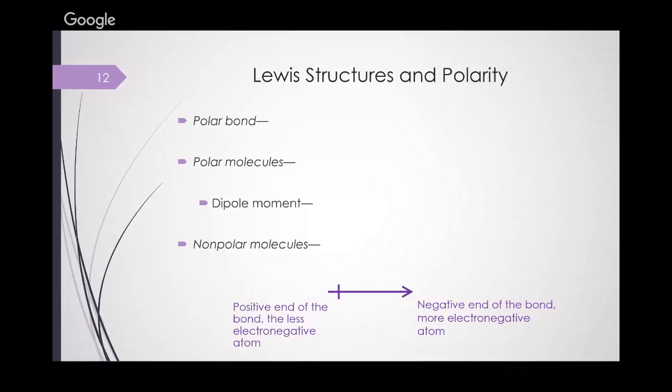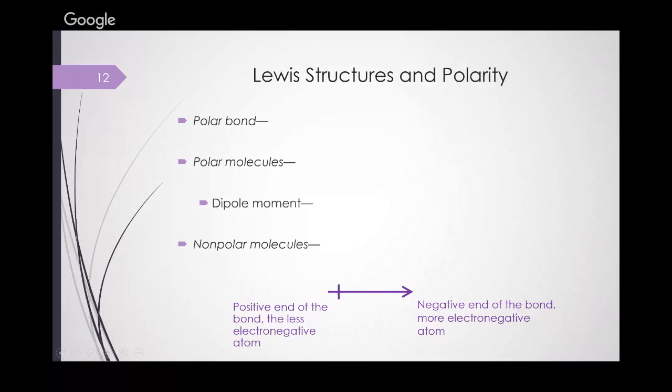So, Lewis structures and polarity. In looking at a polar bond, we know that it has to have an electronegativity difference of 0.4 to 2. This results in what we call a dipole moment. A dipole moment is drawn down here, and you're going to draw the positive end of this arrow by the positive end of your bond, which is the less electronegative atom. The direction it's pointing is going towards the more electronegative atom. So this is slightly negative over here. Slightly negative atom, slightly positive atom.